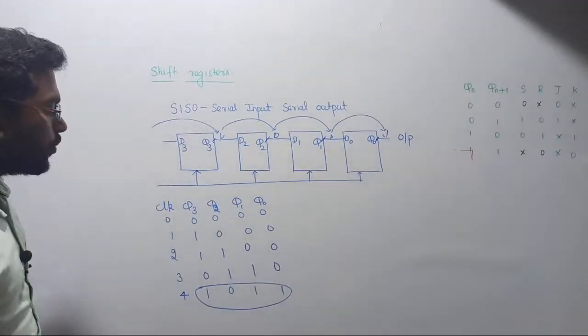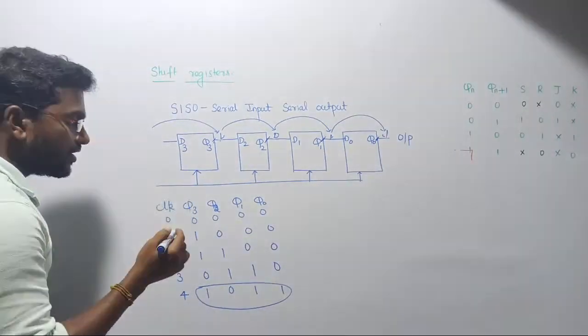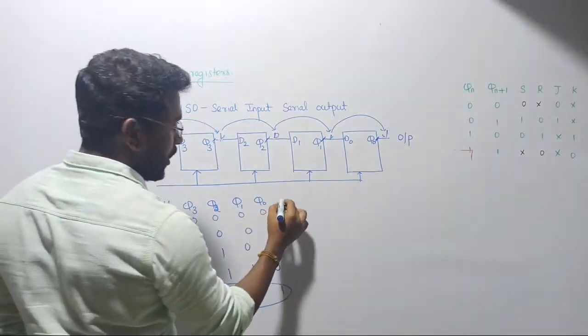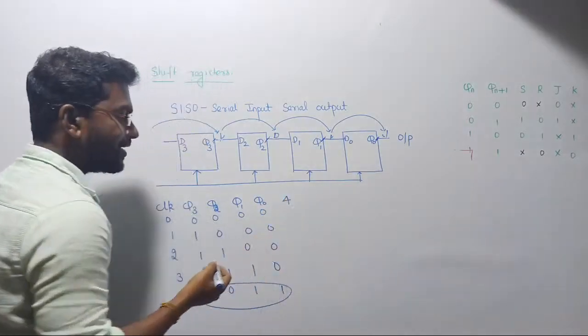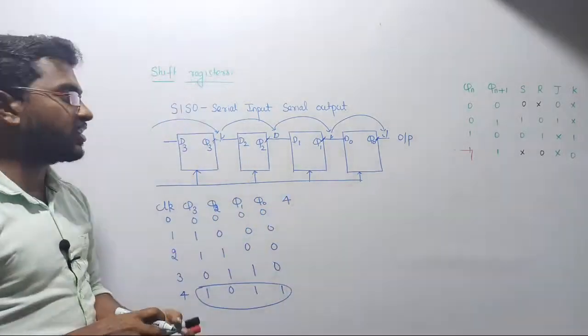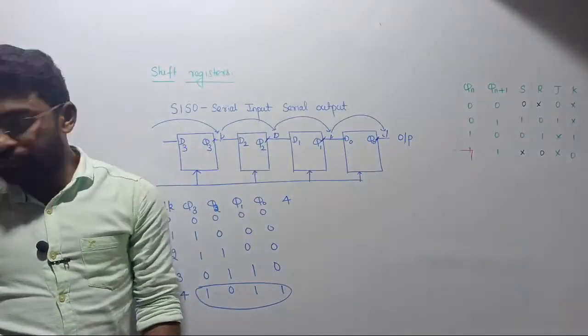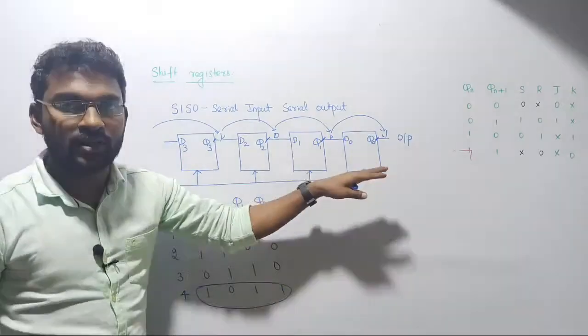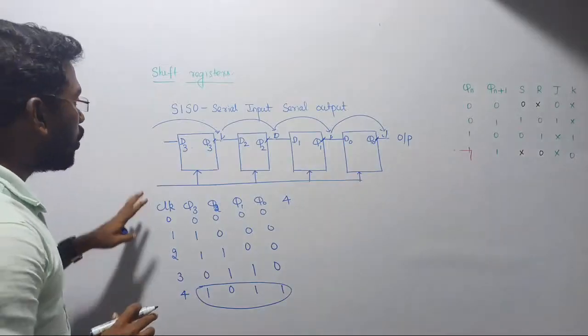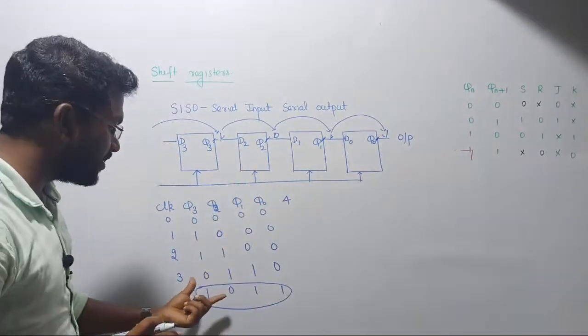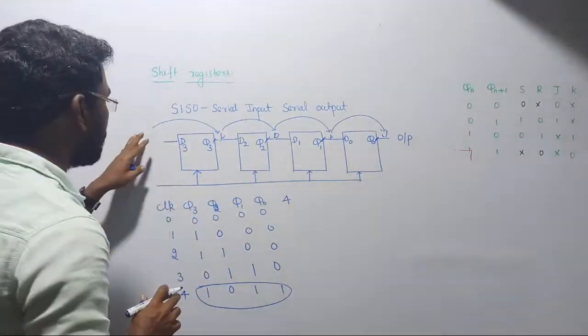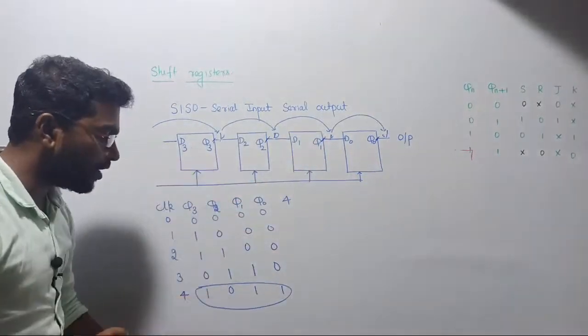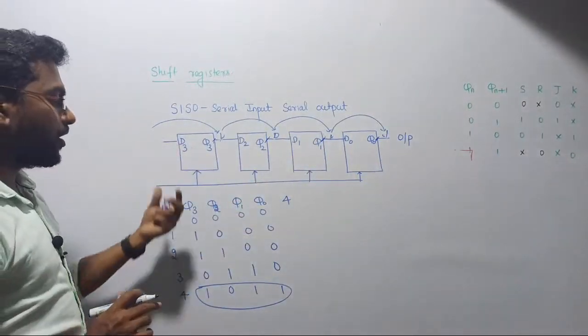Now what I have done here, in order to register the 4-bit data, I am in need of 4 clocks. How many clocks are required in order to register the data? See there, totally here, how many flip-flops are there? 4 flip-flops. How many bits would I like to register here? 4 bits. So when I am trying to register the 4 bits, I am in need of 4 clocks.